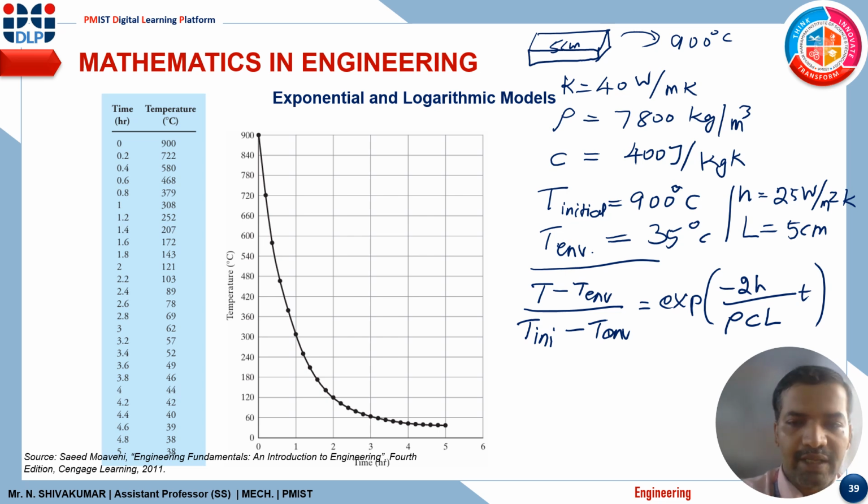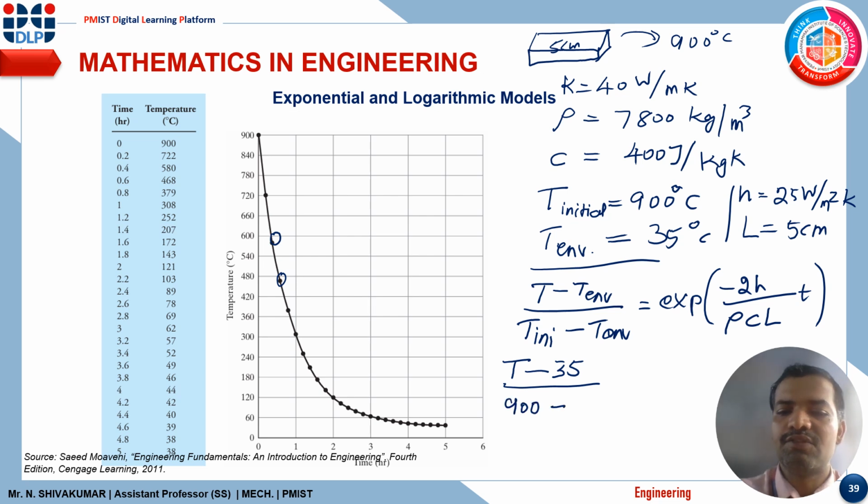So we have to substitute here. Okay. So what is T? Capital T is an unknown, that is what we are finding here. T is the variable that we are calculating. Minus T environment, what is T environment? 35. Divided by T initial, 900, minus T environment, again it is 35.